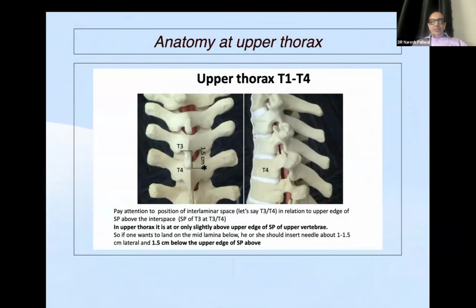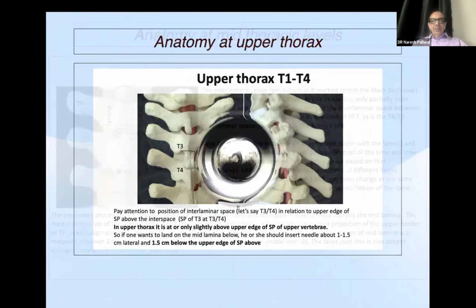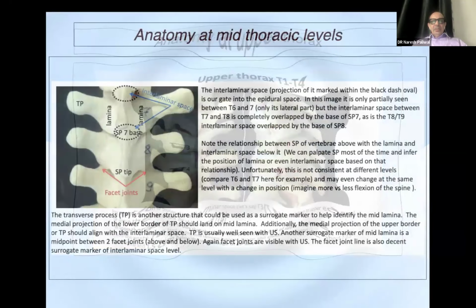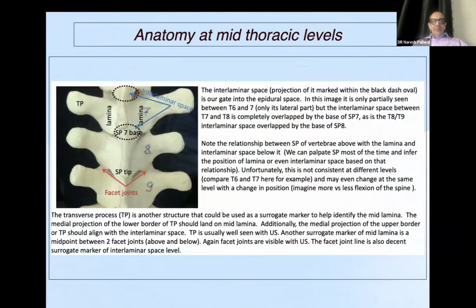Anatomy at the upper thorax is not very important for us in context to the segmental spinal. We hardly go above T4 for giving spinal. These are just like your lower thoracic levels. The anatomy at the mid-thoracic levels is important for us because the spinous processes are very steeply angulated. There is a very narrow interlaminar space.